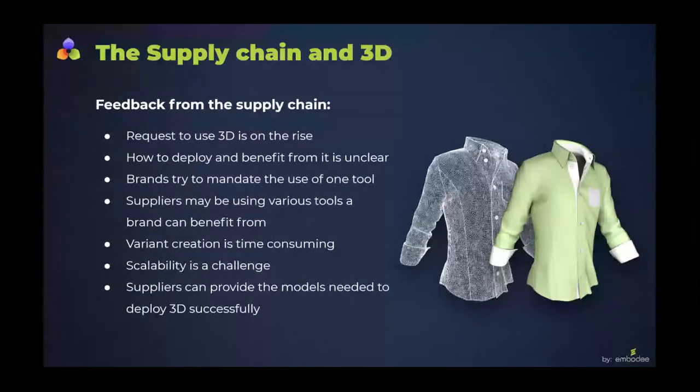Variant creation is time consuming. As a consequence, scalability is not being achieved. Are there different ways to achieve scalability? Orchids, we believe, is absolutely one of these. And then suppliers, to the point that they can provide you with the model and any other person can do everything else. That would be a wonderful way to take things forward.